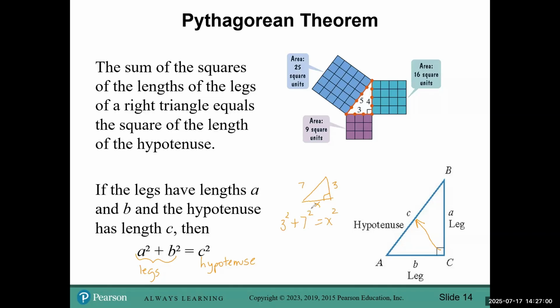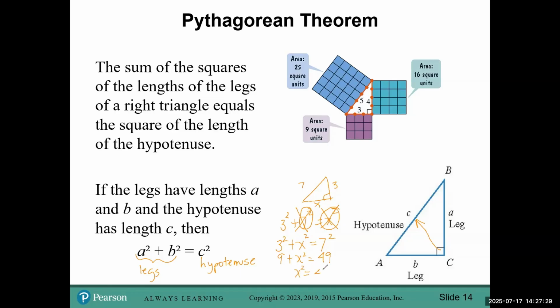What's wrong with that is that this is a hypotenuse and not a leg, and this is a leg and not a hypotenuse. So to solve this, I need to put 3 squared plus x squared equals 7 squared. And then I can do a little bit of algebra. So I have 9 plus x squared equals 49. And then I can subtract 9 from both sides.